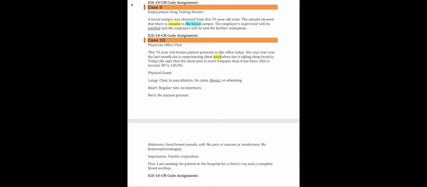The term that is going to modify that main term is taking deep breaths, which is otherwise known as respiration. So I will type that in here for you. Okay, so that's what you're going to look up for these.